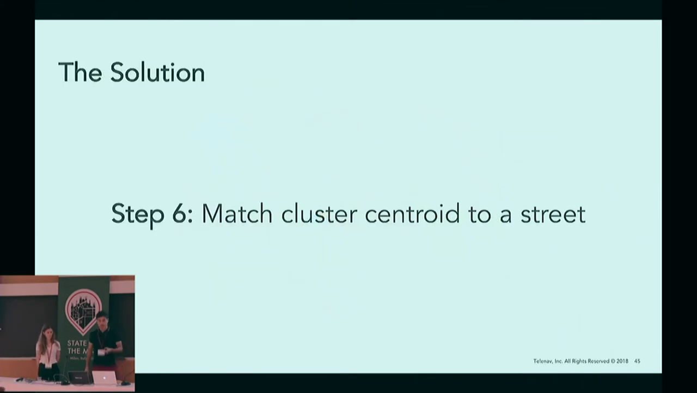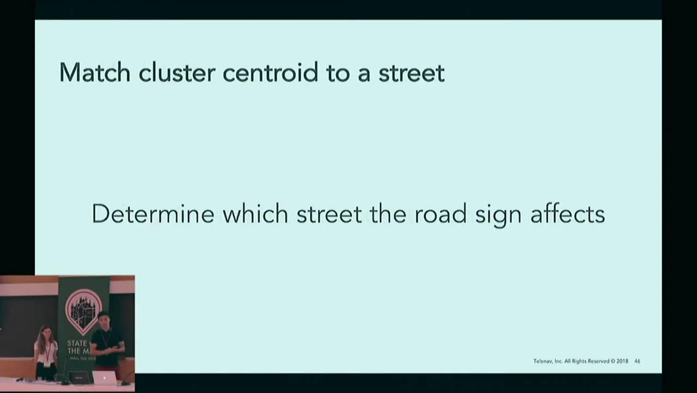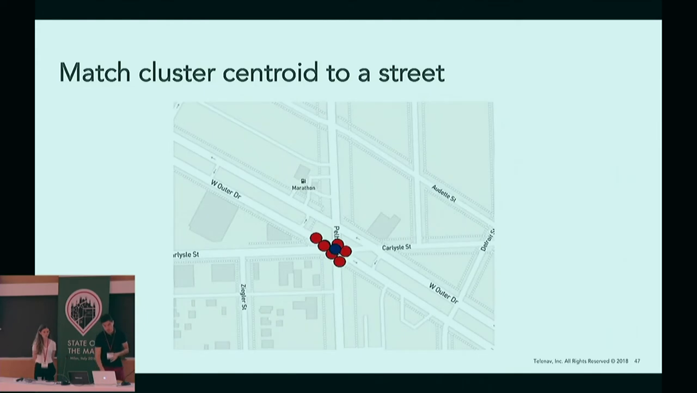And here comes step number six, which we talked about right in the beginning, which is to match the cluster centroid to a particular street. Conceptually, what this means is to determine which street a road sign affects, right? Because if we can do it automatically, we don't have to do it manually. Because remember, in an image, you can see maybe signs from parallel roads or adjacent perpendicular roads, or maybe signs from a bridge over you. Manually reviewing that sign takes a lot of time, right? So at this point, you do have the cluster and the cluster centroid computed for you.